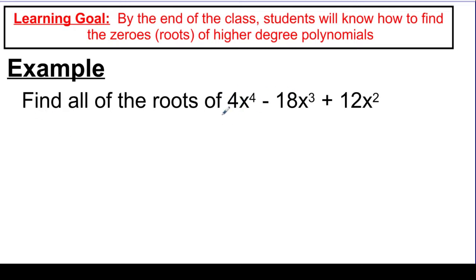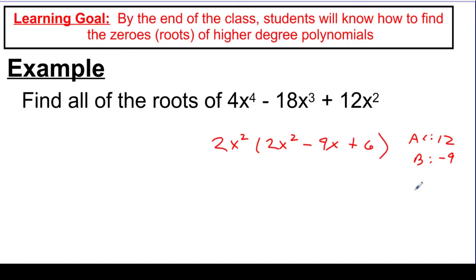Same basic idea. I see a 4 is in common. I see that there is a 2 in common with all these expressions, so I'll say 2. And I see that there's an x squared in common. After I remove that, it looks like, again, 2x squared minus 9x plus 6. So I'm going to look for numbers that multiply to 12, and those same numbers have to add up to negative 9.